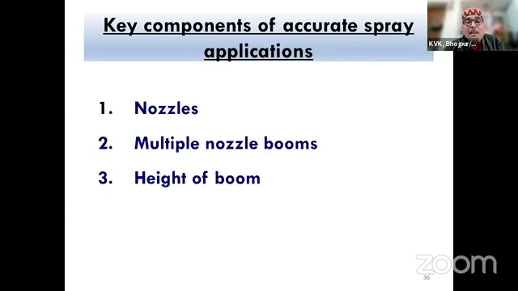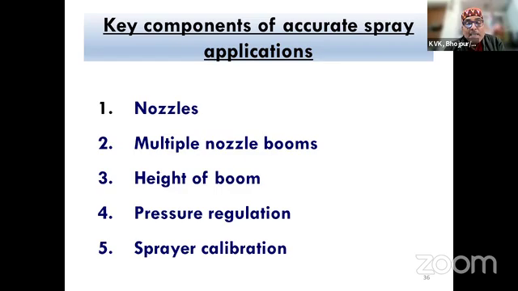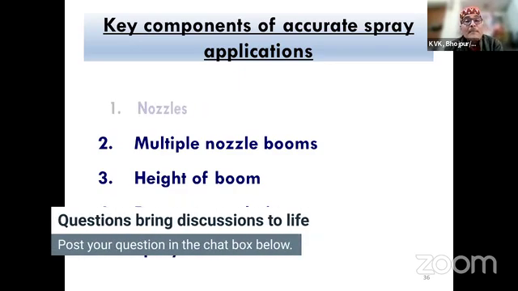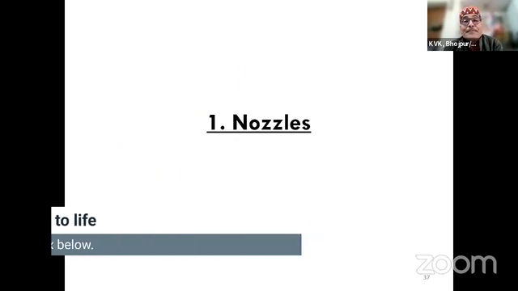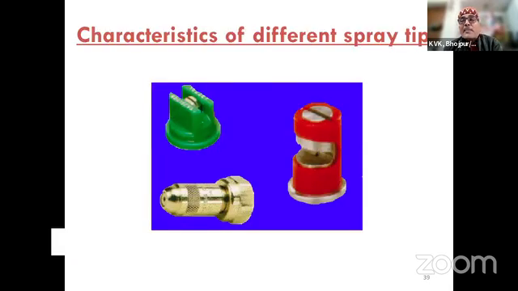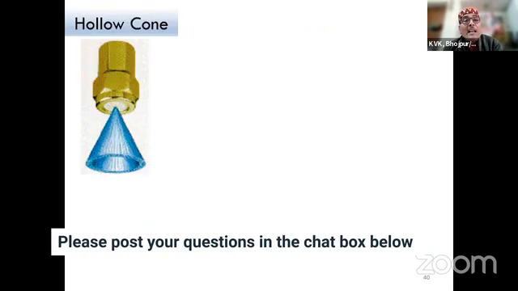Nozzle, multiple nozzle boom, height of boom, pressure regulation, and sprayer calibration. These are the key components for better results from a herbicide in our field condition. Nozzle characteristics of different types of spray tips.